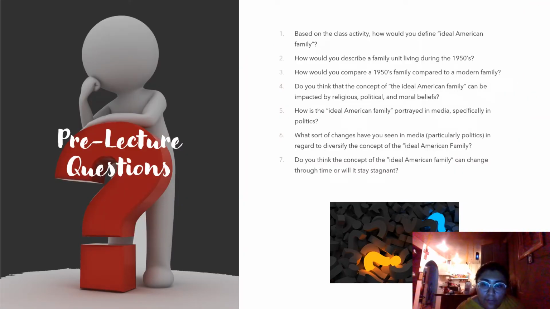Like the Venn diagram, I also wanted to see what students know beforehand, before they started the reading or after they started the reading. So these pre-lecture questions have to do with the reading, but at the same time, they're also based on what they think, where their knowledge comes from. The first one is based on the class activity: how would you define the ideal American family? If they did it in groups, they would agree and write down their definition, and they would present in class, like, hey, based on our group Venn diagram, this is what we think the ideal American family structure is. The second question: how would you describe a family unit living during the 1950s?